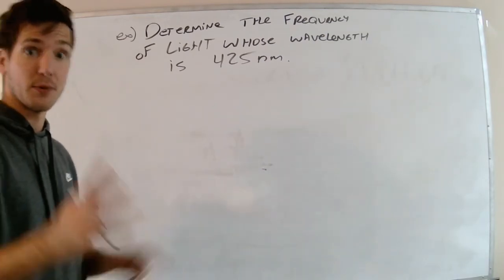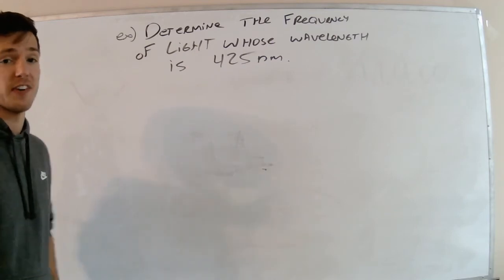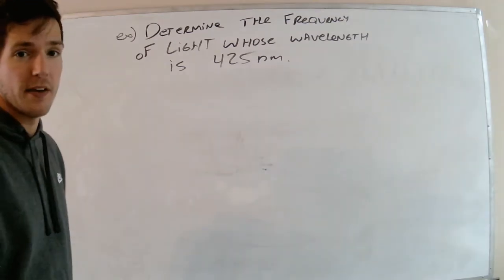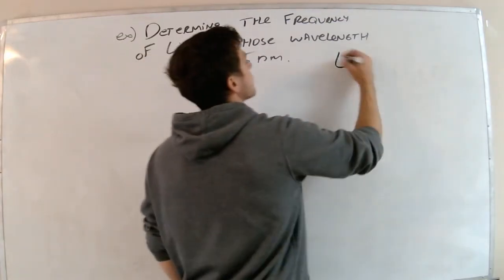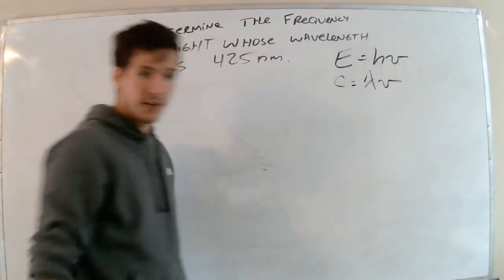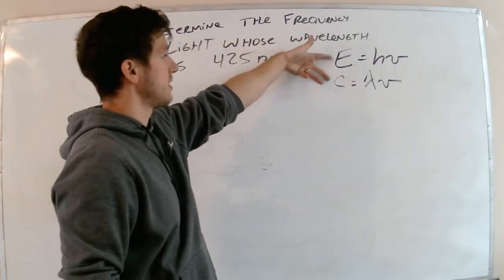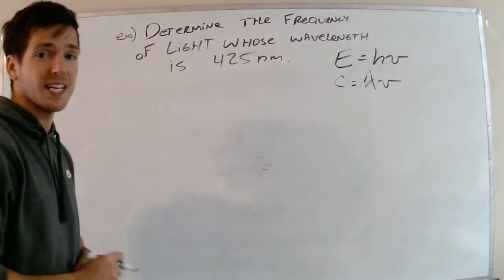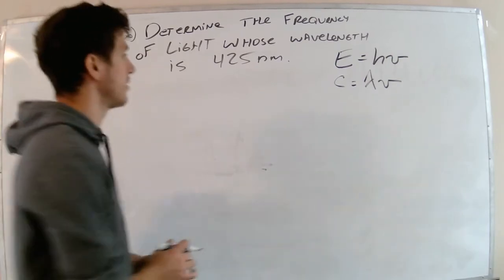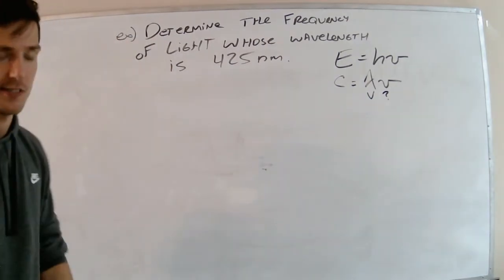We're only going to do 3 examples and I'm done. So here it says determine the frequency of light whose wavelength is 425 nanometers. Well, I only got 2 equations that are going to help me figure that out: E equals hv and c equals lambda v. Those are my 2 equations. It's wanting frequency, so it could be either of these for right now, but then it says whose wavelength is 425 nanometers. The only thing that deals with wavelength and frequency is that bottom one, c equals lambda v.